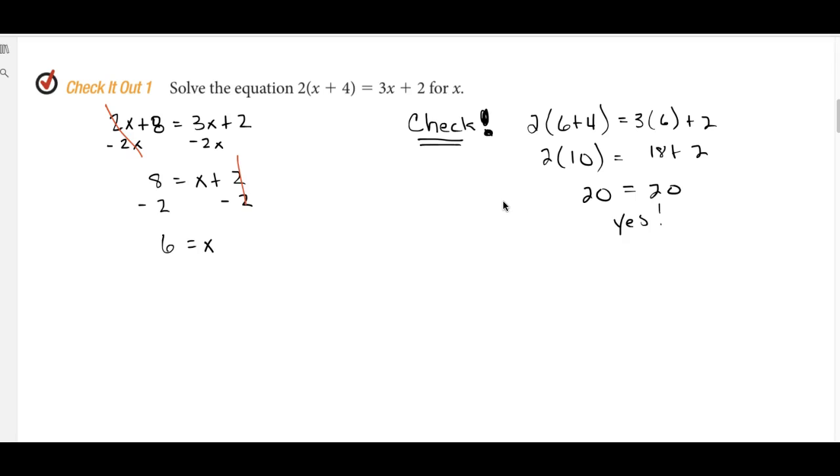The other thing I wanted to point out is check your work. This is really, really important. Check your work. So plug your 6 in, see if it actually makes the equation true, and in this case, yes, it made the equation true. All right, we'll be moving on now.